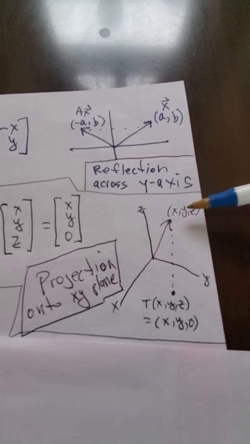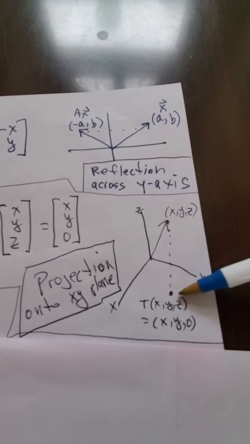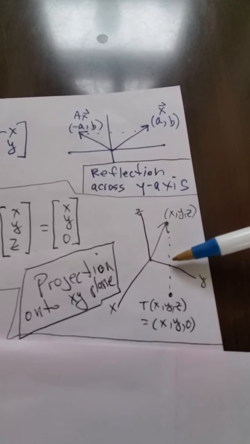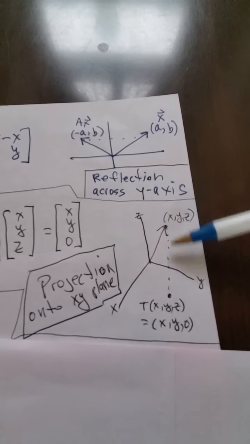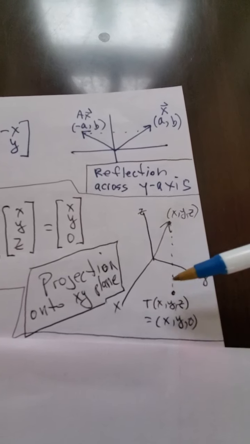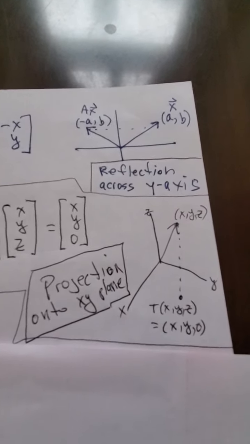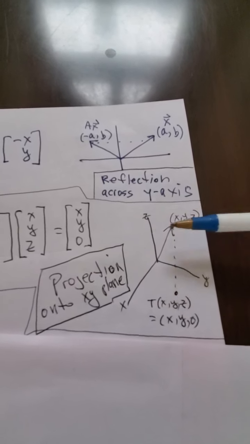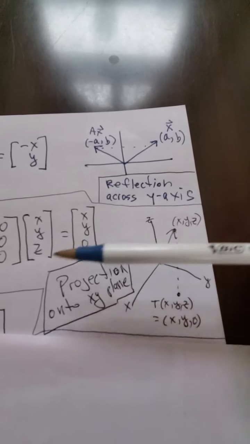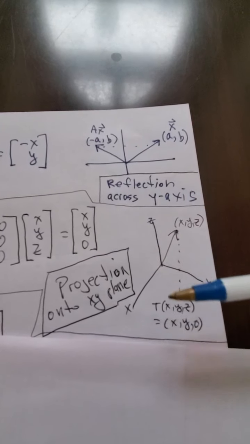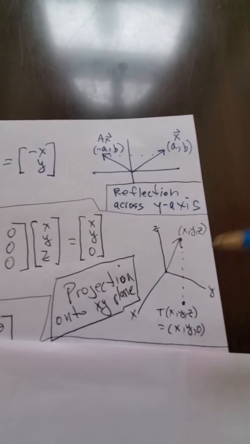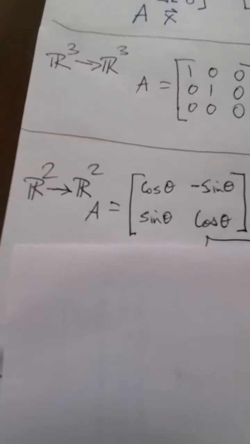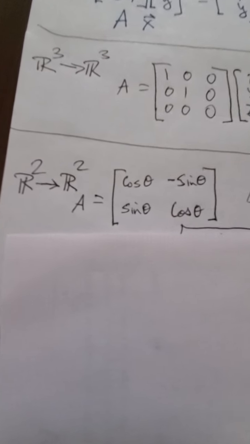And now when I multiply x, y, z times my matrix A, I get x, y, 0, which is a point directly underneath this original point, and it's on the xy plane. So it's called a projection onto the xy plane. If I would have an entire curve or entire whatever up here, up in space, and I multiply it by this matrix, I wind up getting sort of like the shadow of it on the ground, so to speak.